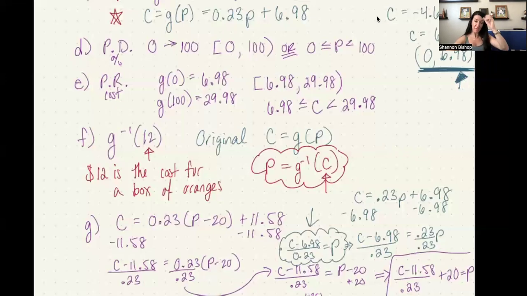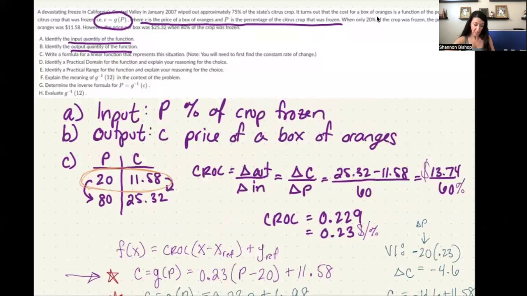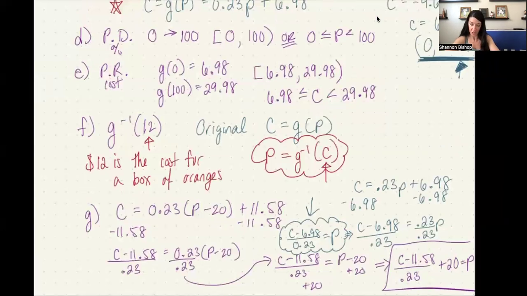Okay, and then for the last one, I'm going to need a new little sheet of paper here. For the last one, now we do officially get to evaluate the G inverse of 12. Now, what's cool about evaluating G inverse of 12 is, let me get a new page.